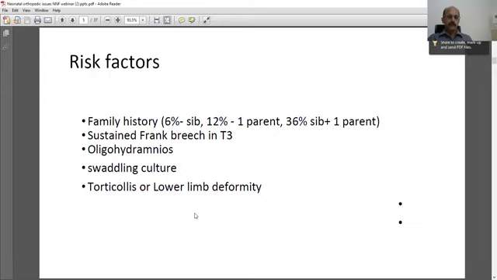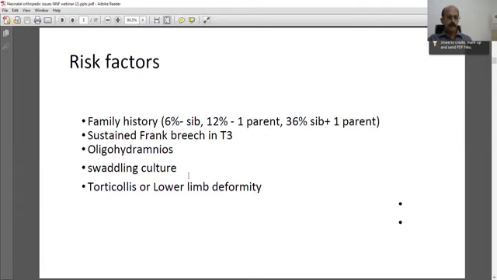Coming to the other risk factors. If one sibling is affected, we have a 6% risk of getting affected. If one parent is affected, it's 12%. And if one sibling and a parent are affected, the risk is almost 1/3. That is 36%, more than 1/3. 36% is the risk of getting a DDH.